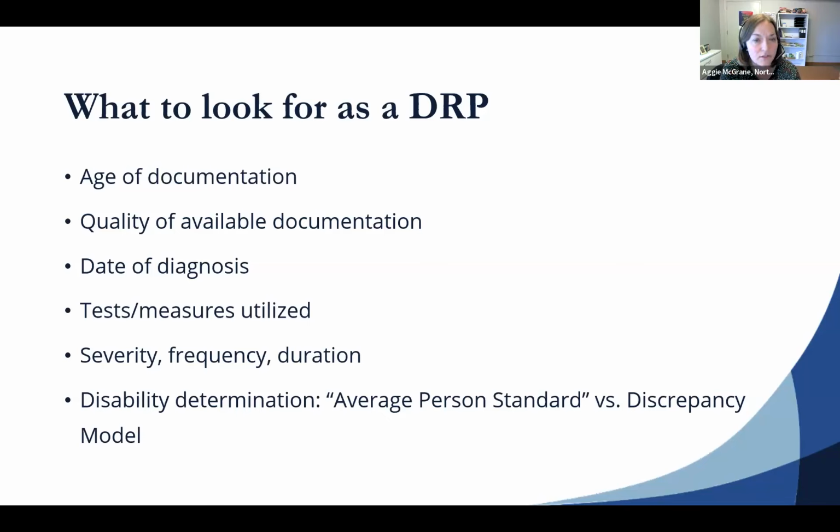The DRP should also consider the quality of available documentation. Is the documentation comprehensive? What tests or measures were utilized in the report? Were the scores or measures included within the report or just referenced in the narrative? Is the severity, frequency, and duration of the disability mentioned? This is key information for the USMLE and one quite often requested by NBME Disability Services to fully consider a request. Did the examiner utilize the correct assessment tools to diagnose the student?